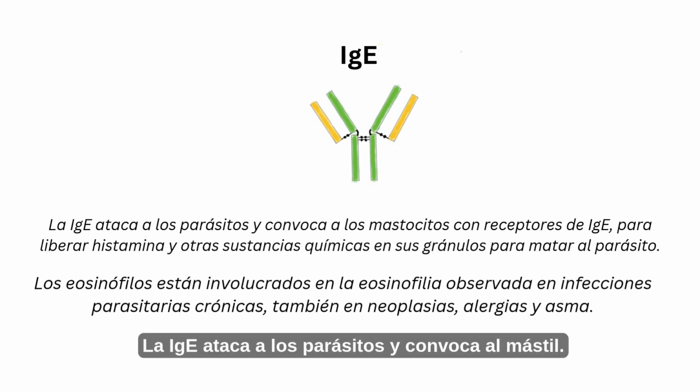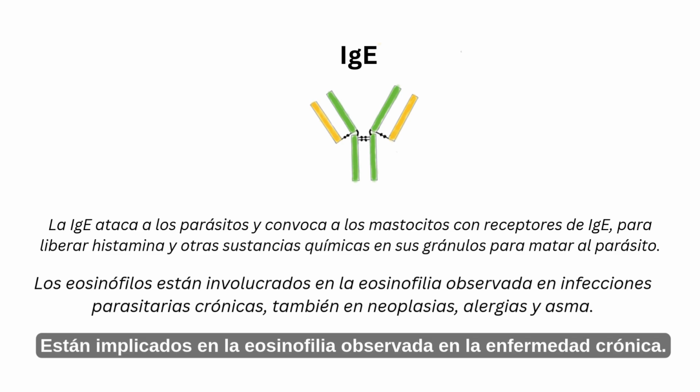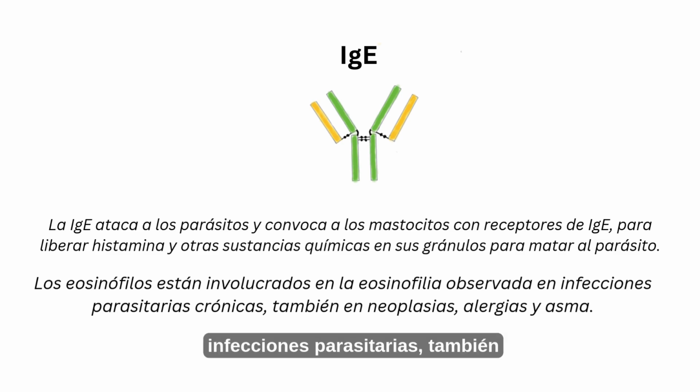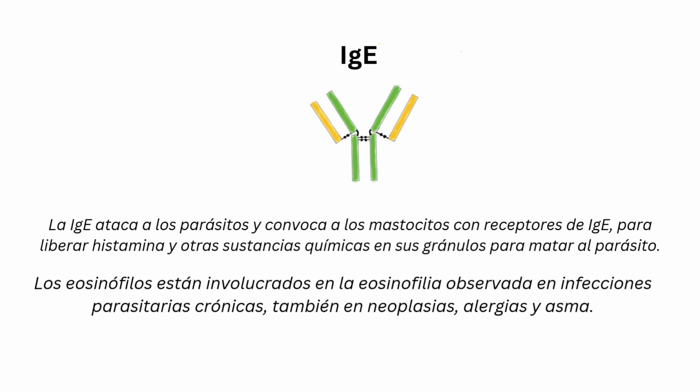IgE attacks parasites and summons the mast cells with IgE receptors to release histamine and other chemicals in their granules to kill the parasite. Eosinophils are involved in eosinophilia seen in chronic parasitic infections, also neoplasms, allergies, and asthma.